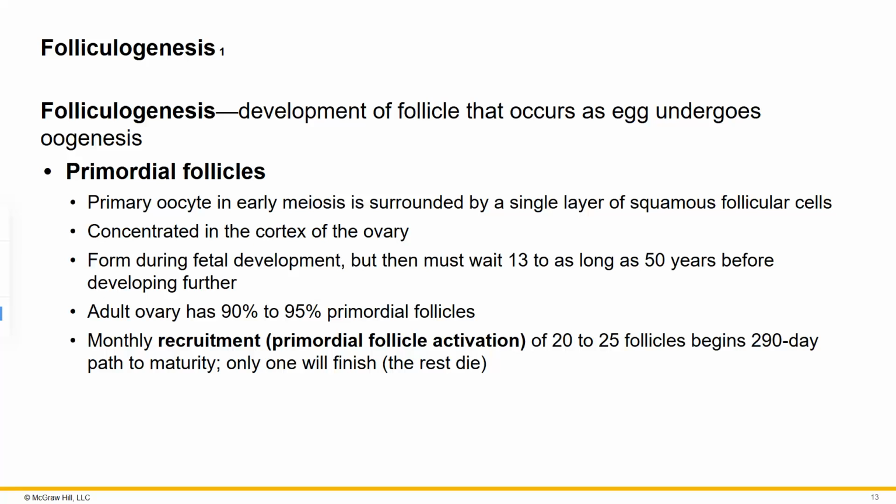The adult ovary has 90 to 95% primordial follicles. Monthly recruitment, or primordial follicle activation, of 20 to 25 follicles begins 290 days past maturity. Only one will finish, and the rest die.